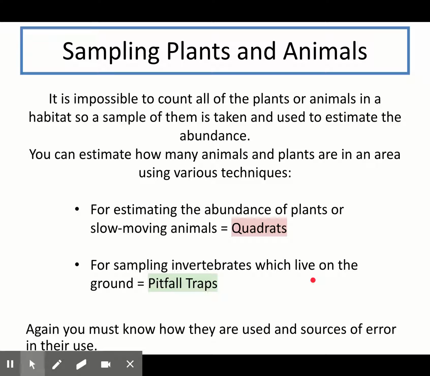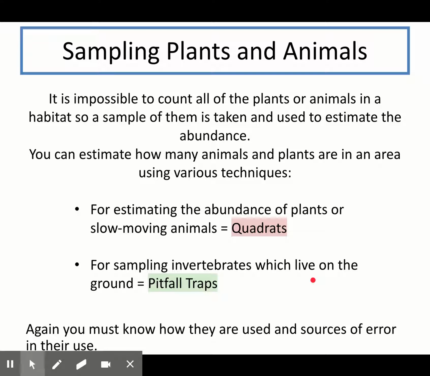You can estimate how many animals and plants are in an area using various techniques, but you have to choose the technique which best matches that organism, whether it's a plant or animal that you're trying to sample. If you want to estimate the abundance of plants or slow-moving animals, you can use something called a quadrat. For sampling invertebrates which live on the ground, you would use a pitfall trap. There are obviously things that are bigger than small invertebrates, like birds that fly and larger vertebrates, but we're not going to focus on those in this topic. So we're just going to look at quadrats and pitfall traps.